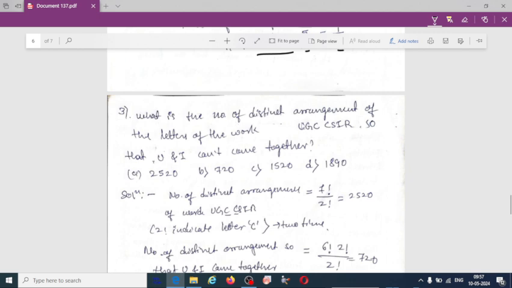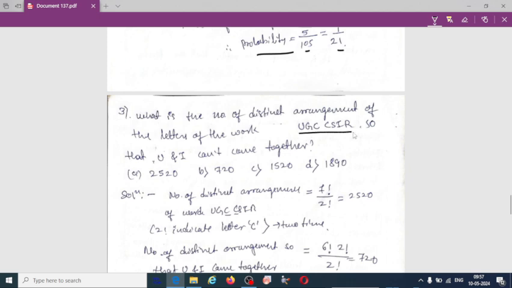What is the number of distinct arrangements of the letters of the word UGC CSIR so that U and I cannot come together? So here we have to arrange the word, so that is related to permutation. Order we need to follow so that U and I cannot come together. So the number of distinct arrangements of the word UGC CSIR.